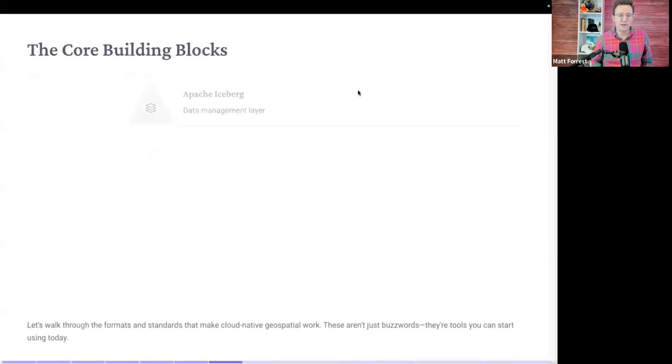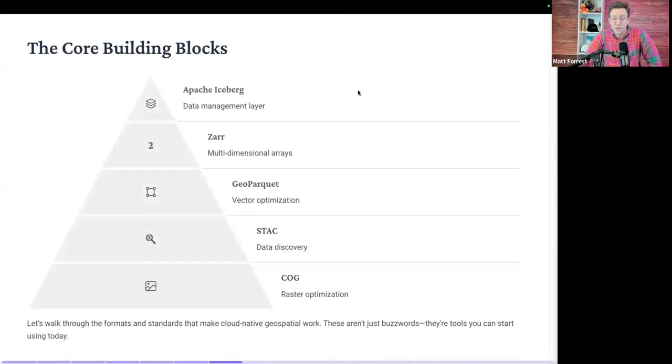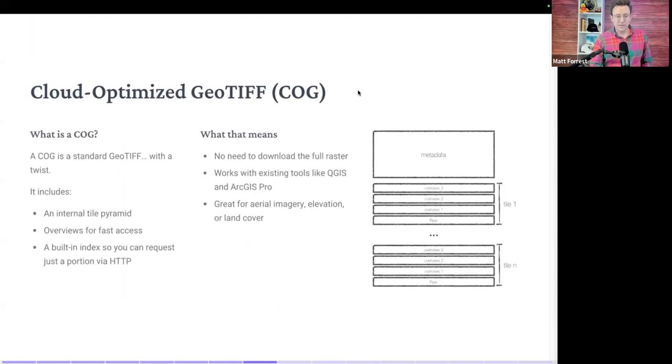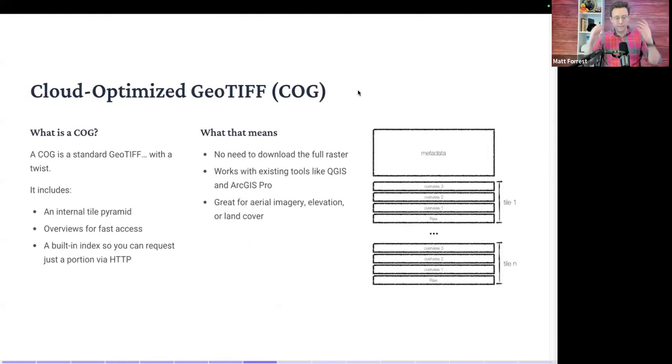And then Apache Iceberg is the newest one here. That is a catalog and almost like a database structure that adds database-like functionality onto things like GeoParquet files that allow you to keep a history and record of that data. And I'll show you exactly what that looks like in a minute. So let's go through these in a little bit more detail.